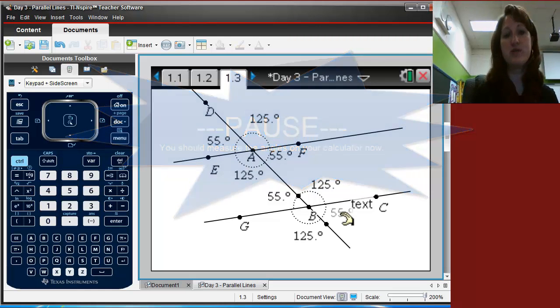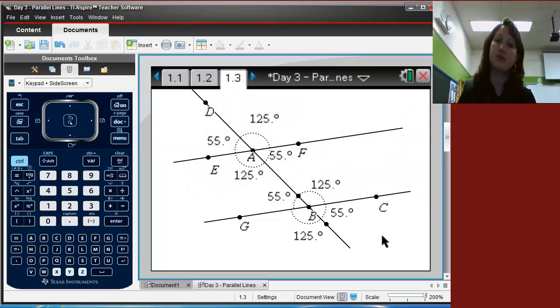Alright, so what you should end up with is something that looks very similar to my screen. Again, it took a little bit of time because when you measure, you have to then take the measurement and actually bring it into the correct angle, so that takes a little bit of time. But what you should notice is that there's really only 2 numbers on the screen. There's a 55-degree angle and a 125-degree angle.